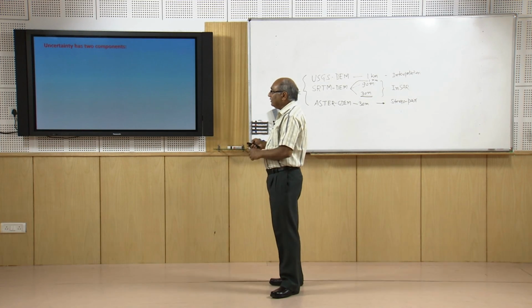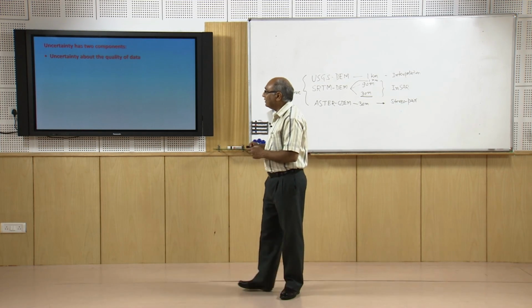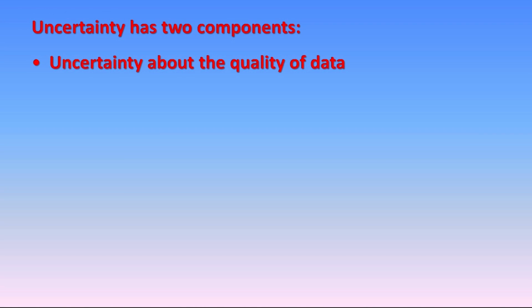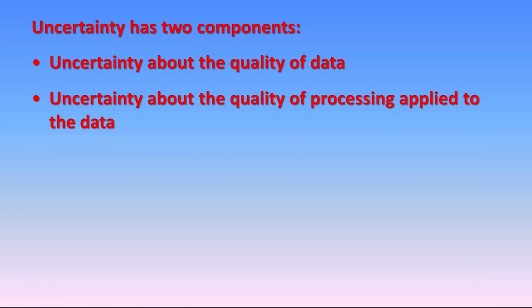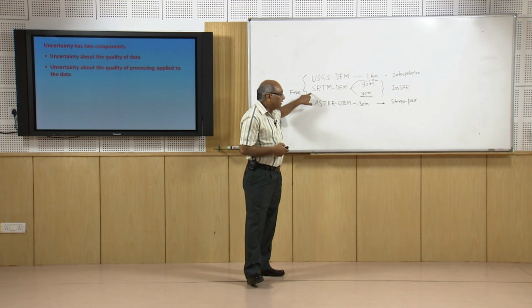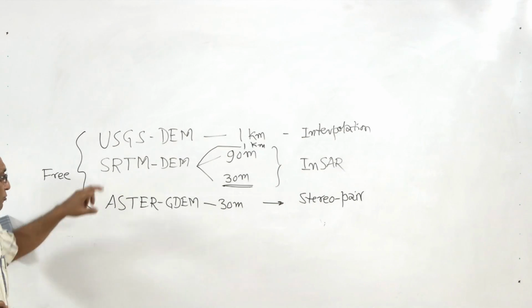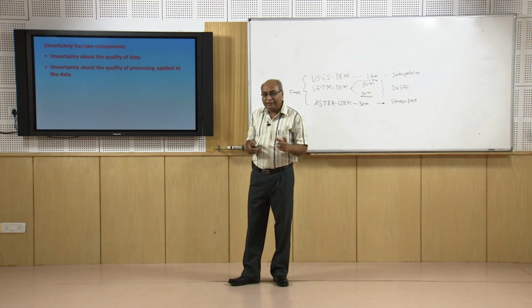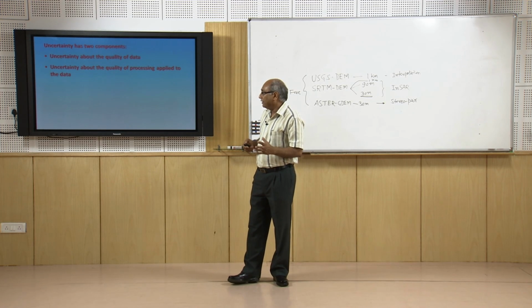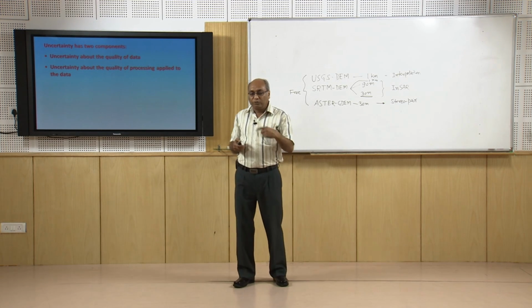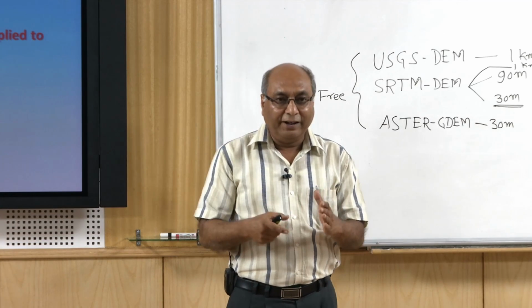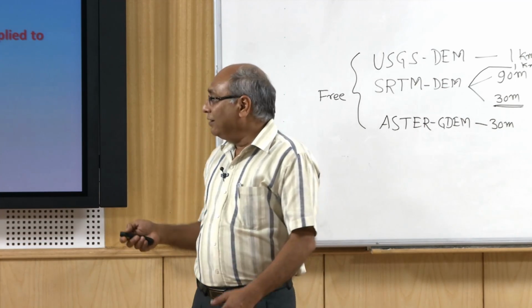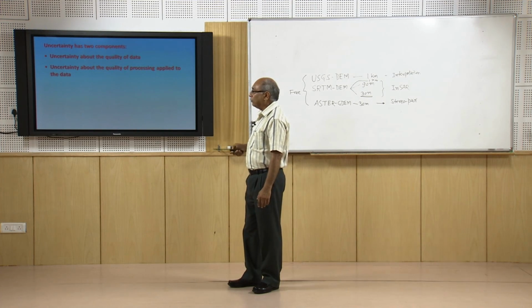And this uncertainty has two components. One is the uncertainty about the quality of data, and the other is uncertainty about the quality of processing applied to the data. Because if we talk, say, about the SAR interferometry based digital elevation model, which has been derived from SRTM, then this is based on one particular remote sensing technique, which is radar remote sensing or active remote sensing. So there are issues and associated problems for different terrain with the radar data. That will come under the uncertainty of quality of data.